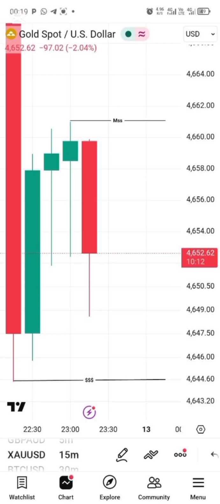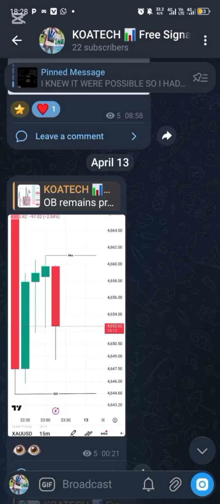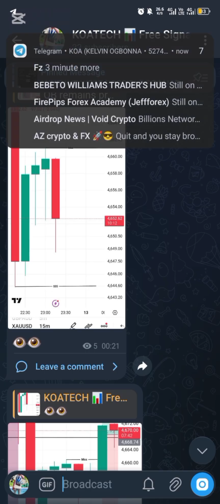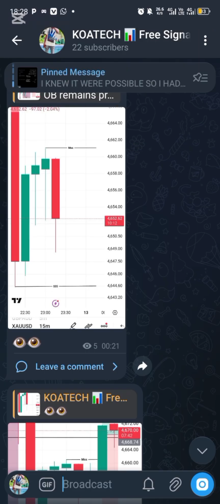Now this SSS down is the liquidity that wants to be swept, and the MSS above is the MSS I am looking for, a market structure shift, to take my trade. Now look at what I wrote here. Okay, I just dropped this. I was just watching this happen before I entered the trade.